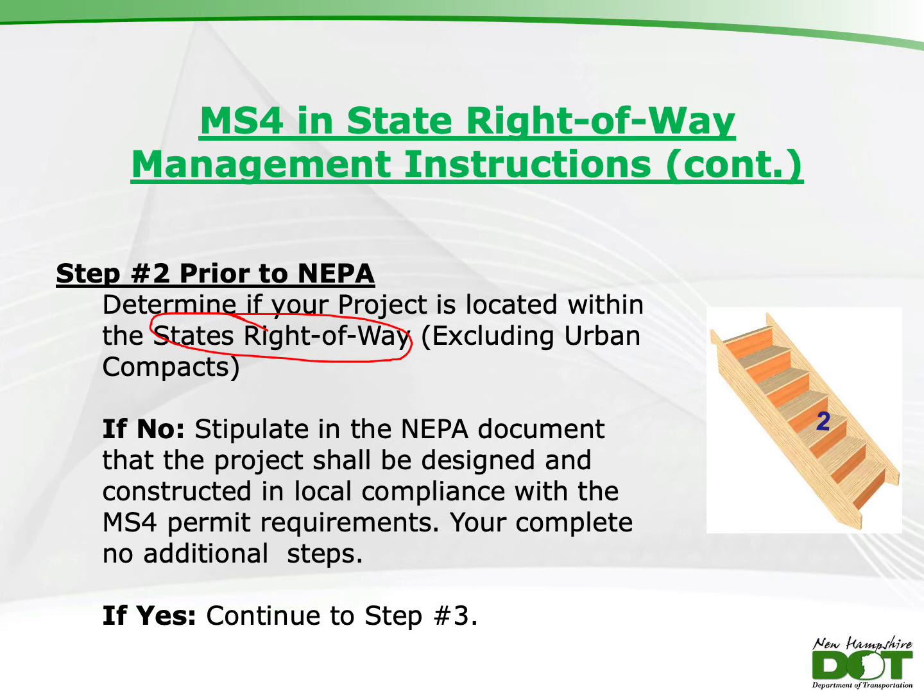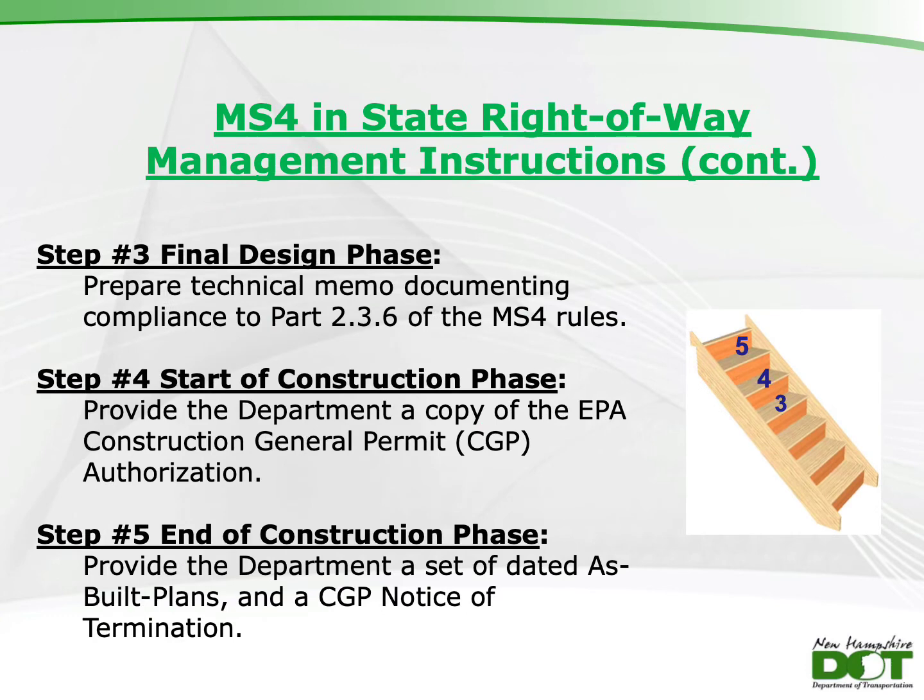Step 3 occurs in final design. You're going to prepare a technical memo and document compliance to Part 2.3.6 of the MS4 rules. Step 4, during the start of construction, provide the department a copy of the EPA construction general permit. And then step 5 is at the end of the construction phase. You're going to provide the department a set of as-built plans. We want a copy of those and a copy of the construction general permit. So now that you know all 5 steps, let's go over an example.